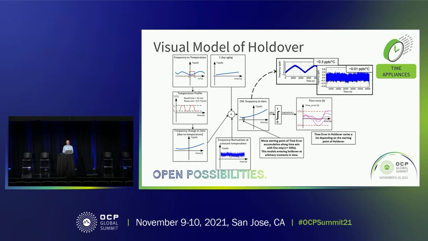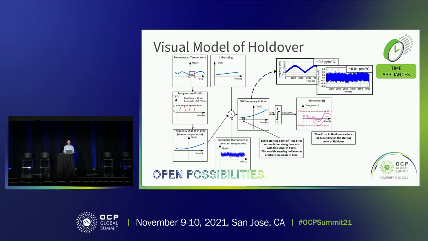And then if we accommodate the variation in temperature, which is the center left block in red, we're showing the temperature variation in time during holdover, and that'll translate to the lower left block, which is showing how the frequency changes as a function of time. And then we're going to add that to the other noise contributions, which is on the top.